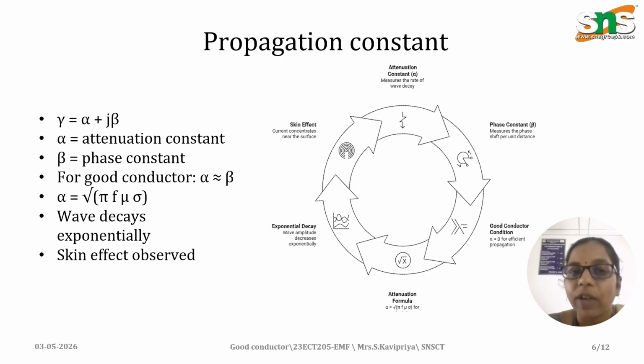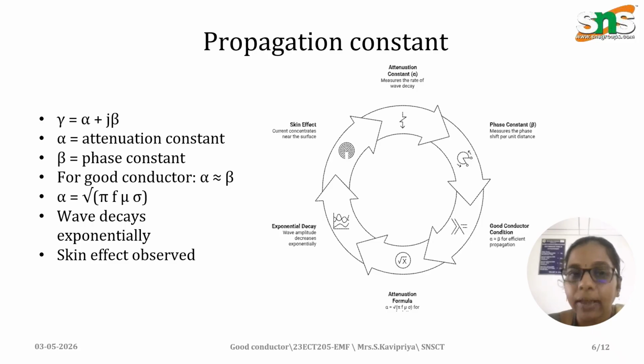So this decrease in amplitude of the wave is given by the attenuation constant. And whenever the wave travels across a medium, there will be a change in the phase of the wave. There will be a change in the angle of orientation of the wave. That is given by the phase constant. So alpha is an attenuation constant and beta is a phase constant.